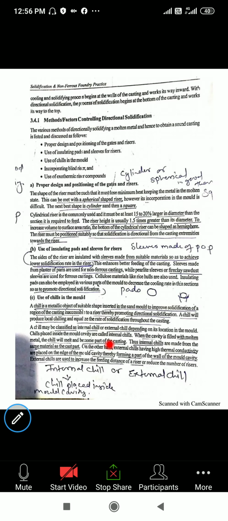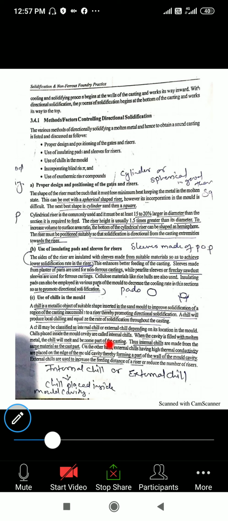The difference lies in that in the progressive we will see the cooling and the solidification process at the wall of the casting, working in a way inwards with the directional solidification. So from the wall of the mold cavity, where the molding box is, from the sides of that molding box the cooling starts, or the solidifying process starts. Okay, this is what is called progressive solidification.